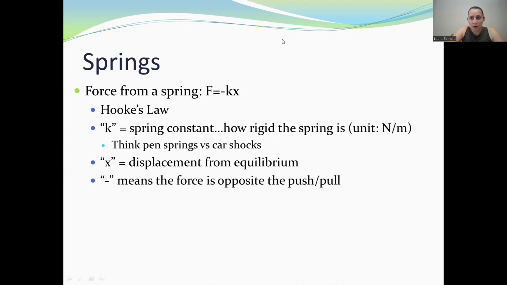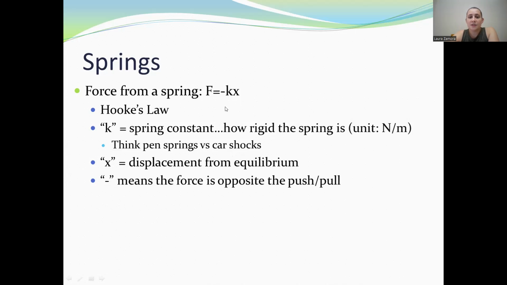So those springs are much stiffer and would have a much higher spring constant. X in this equation is the displacement from equilibrium. If you have played with springs before, you know that you can stretch them or compress them. Either one of those distances away from equilibrium is x. Because if we stretch it, that's a distance away from equilibrium, and if we compress it, we're squishing it some distance as well. And that negative is important in this equation.